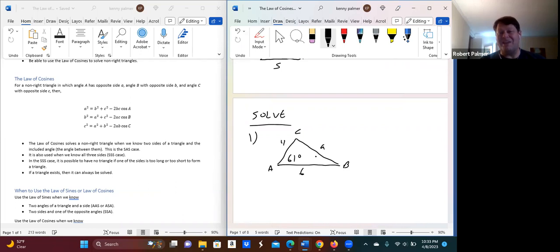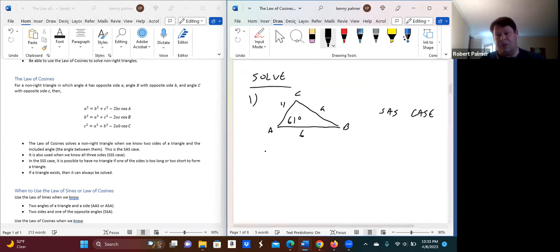So this is side A. And so the three things we don't know: side A. We also don't know angles C and B. Okay. So this is the side angle side case. Two sides with an angle in between them. And also, this is the case we could not use the law of sines to solve. We can use the law of cosines. So let's take a look.